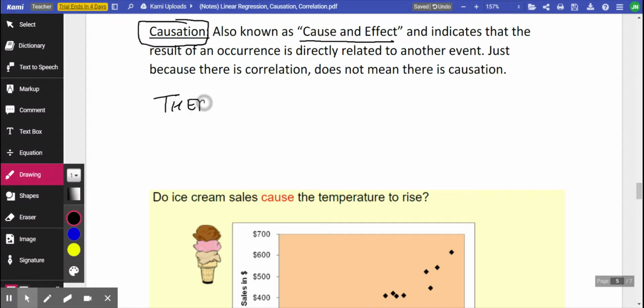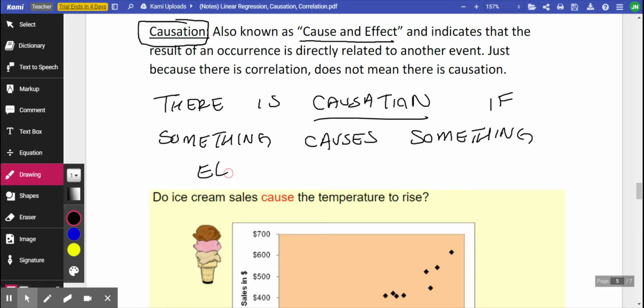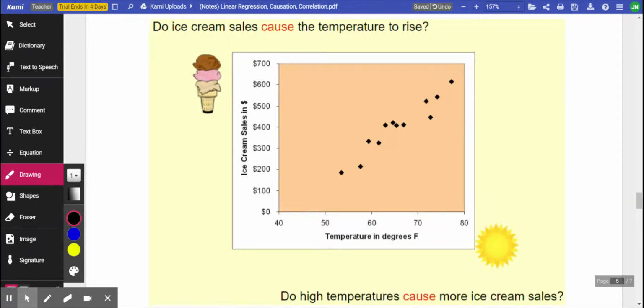So there is causation if something causes something else to happen. So it's a direct relationship, right? Something causes something else to happen or causes an effect. Let's look at this example. Do ice cream sales cause the temperature to rise?